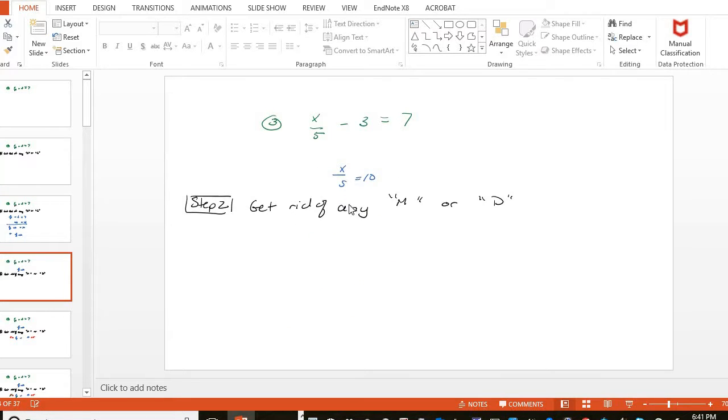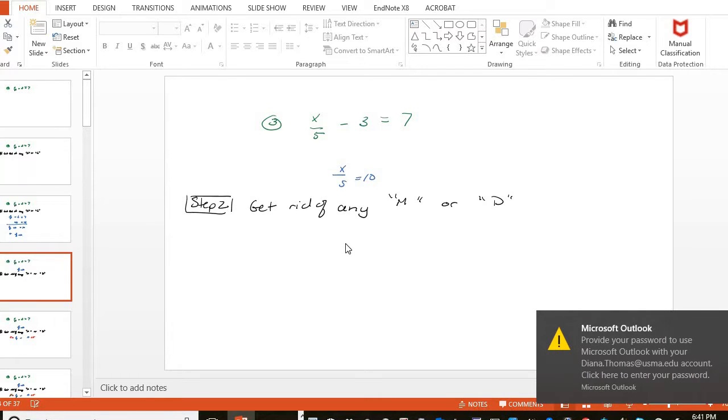So here we are again, x over 5 is 10. Now you get rid of any multiplied or divided. The 5 is being divided. What's the opposite of division? Multiplication. Multiplication. And so we just multiply both sides by 5.